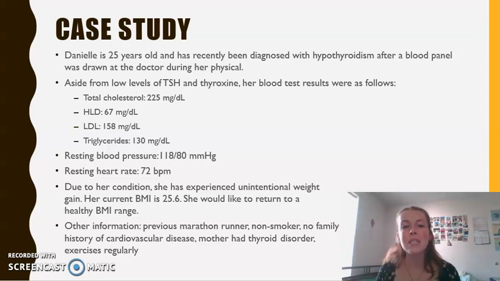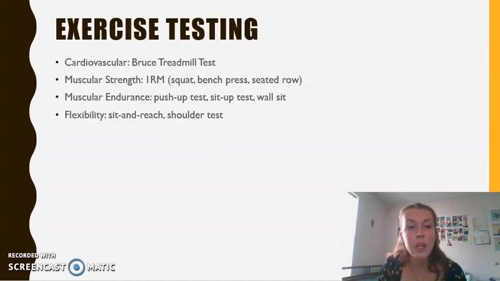She has experienced some unintentional weight gain. Her BMI is 25.6, which is considered overweight. And she would like to return to a healthy BMI. She was a previous marathon runner, non-smoker, no family history of cardiovascular disease. However, her mom had a thyroid disorder, and she does exercise regularly.